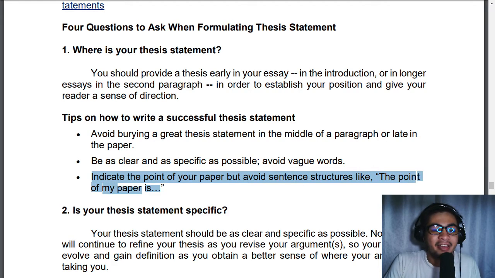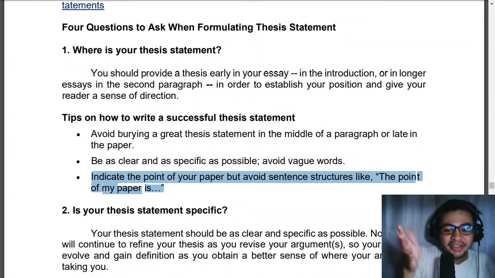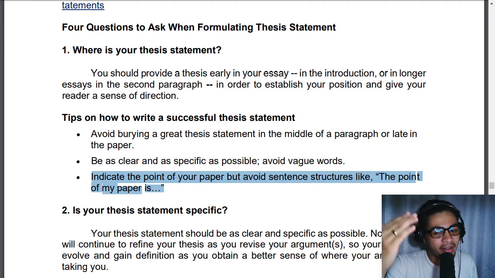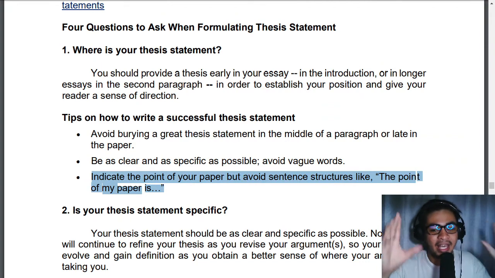Number 3, indicate the point of your paper but avoid sentence structures like, the point of my paper is. Remember that you are already in grade 11 and grade 12, basically in senior high school. Please do not use this format anymore. The point of my paper is that. Please refrain from using this. Be creative.